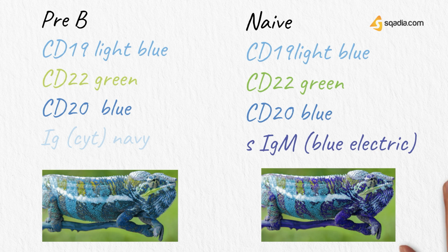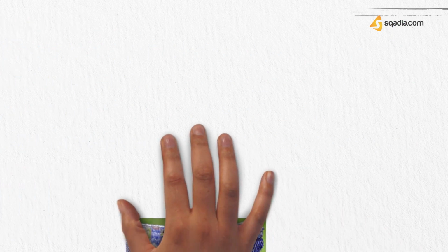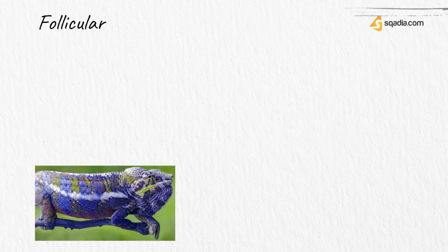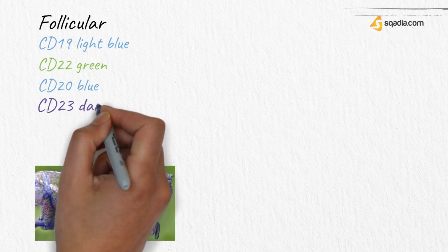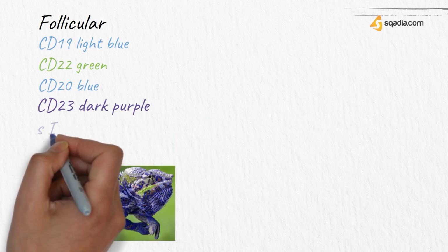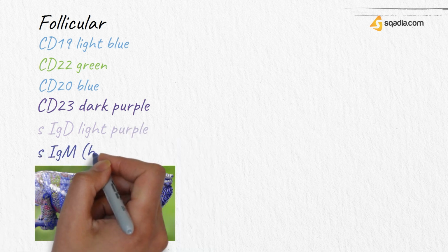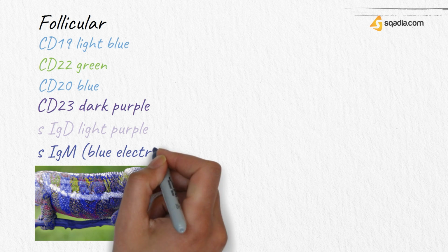So if the cell survives apoptosis, it migrates to the follicles of the spleen and the lymph nodes, where the cells pick the antigens, aka enemies, and it will become more mature and able to fight them with specific weapons, the antibodies. So the B cell has now become a follicular circulating B cell. At this stage, it keeps its B markers CD19, 22, and it starts expressing CD23 in dark purple, and another surface immunoglobulin, the IgD, in light purple, and it continues expressing IgM as well. So it looks like this.